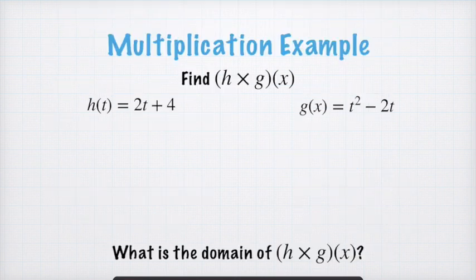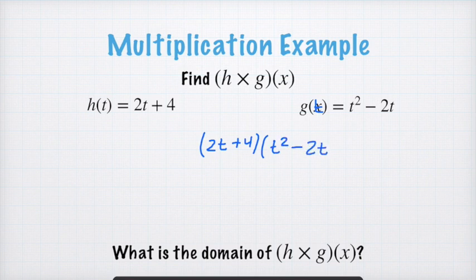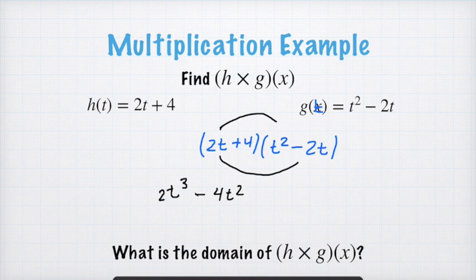So now we're going to find h times g of x, and we're going to go through that again. So we need to write it down. We have h, and we're going to multiply that by g of t, t squared minus 2t, and we're going to FOIL it out. 2t times t squared is 2t cubed. 2t times negative 2t is going to be negative 4t squared. 4 times t squared is going to be positive 4t squared.